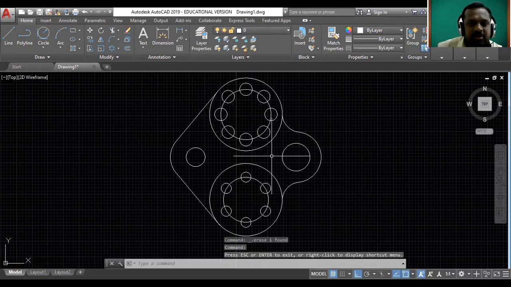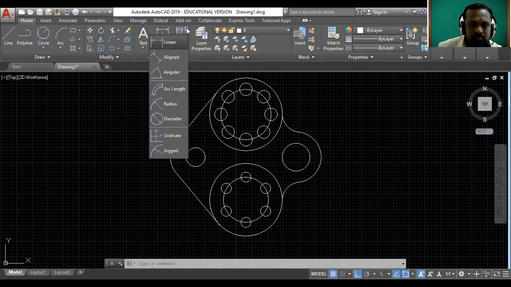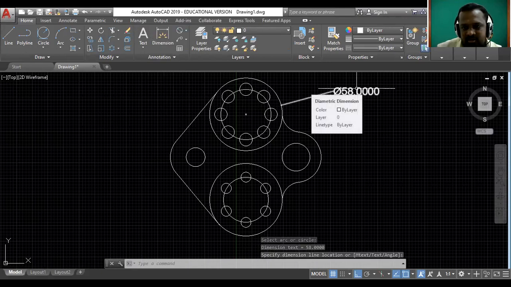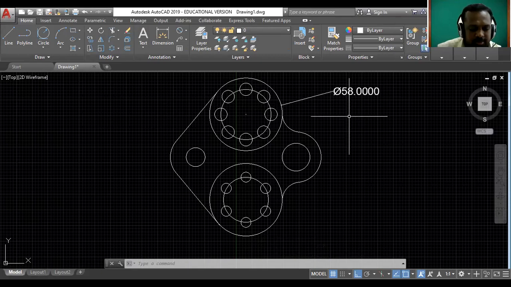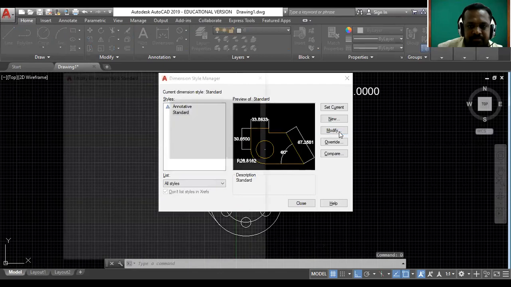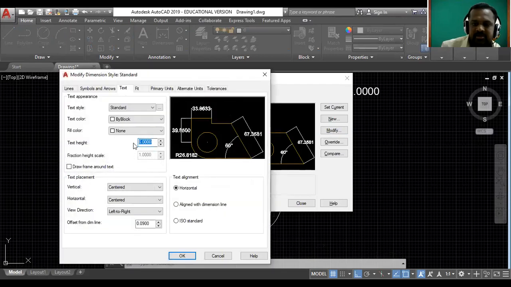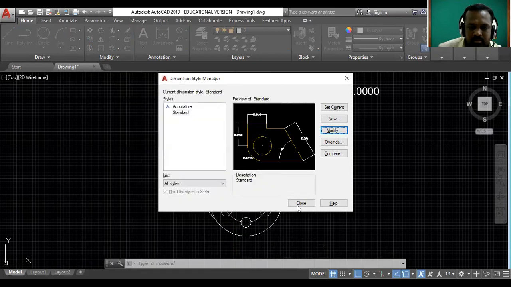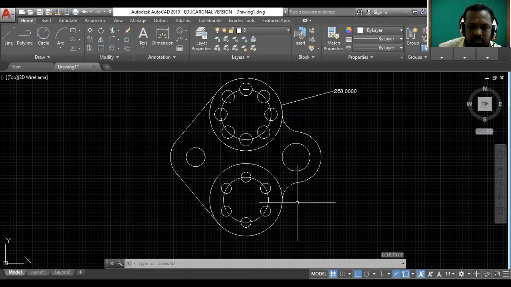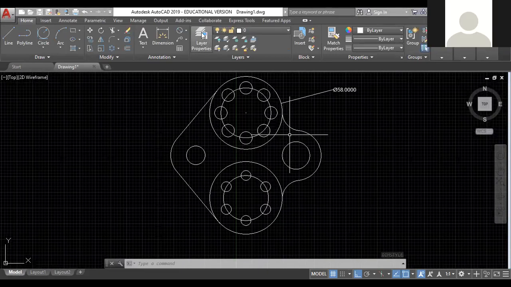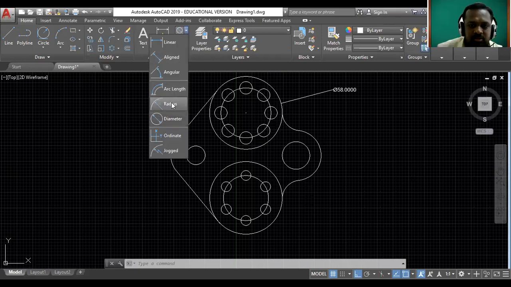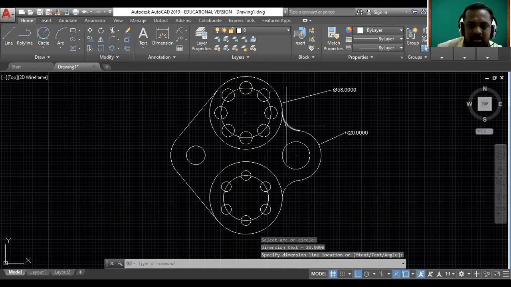Then escape and do the dimension. Diameter of the circle is 58, so the size of that figure is more, so I will modify the text up to the 3. Then select radius, do the radius to this part.